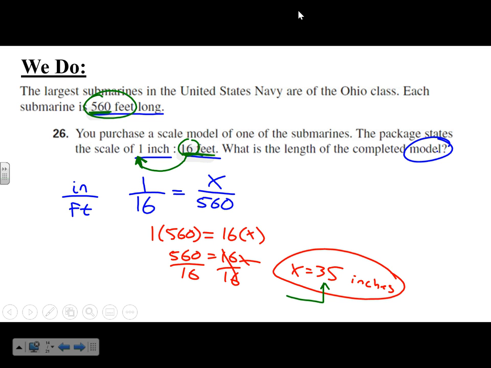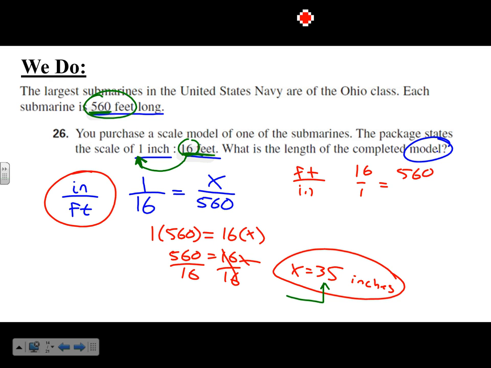If that doesn't make any sense, that's fine. Just remember how to do it this way, where you make sure you always are consistent with putting inches on top, feet on bottom, or vice versa. You could have done the same thing real quick with feet on top and inches on bottom. So you could have had 16 over 1 is equal to 560 over x, which would have been 16x is equal to 560 times 1. Same exact math. It doesn't matter as long as you're consistent. If you put feet on top, both of the feet have to be on top.